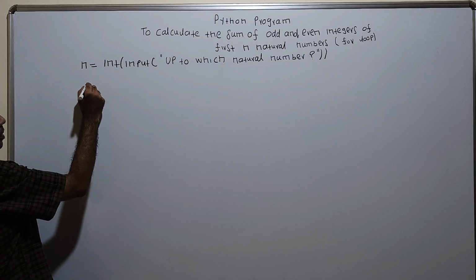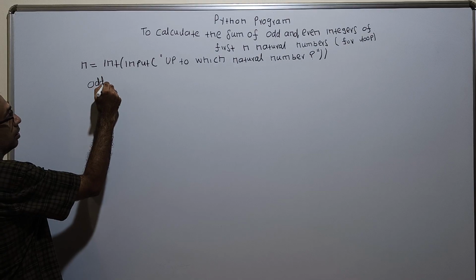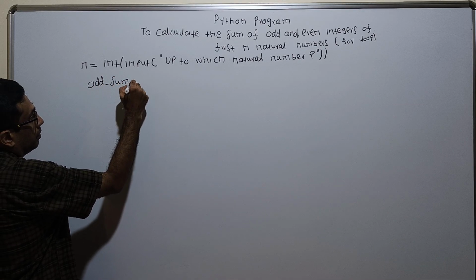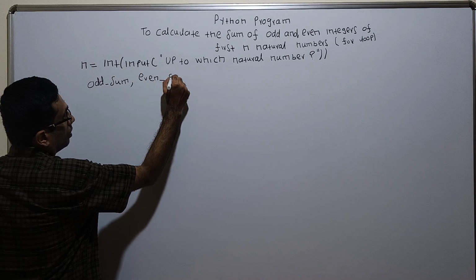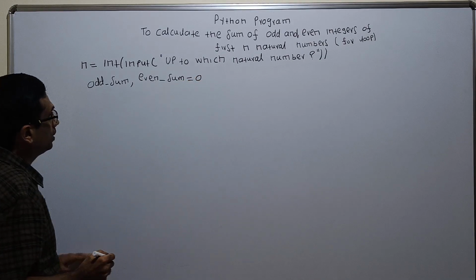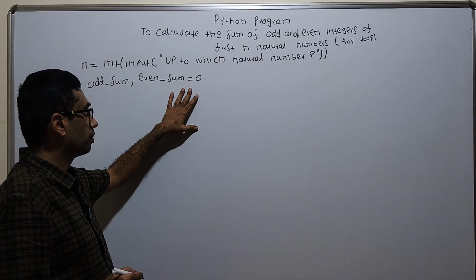Now I am initializing two variables, odd_sum and even_sum, equal to 0. So I am initializing the odd sum and even sum, two variables, as 0.